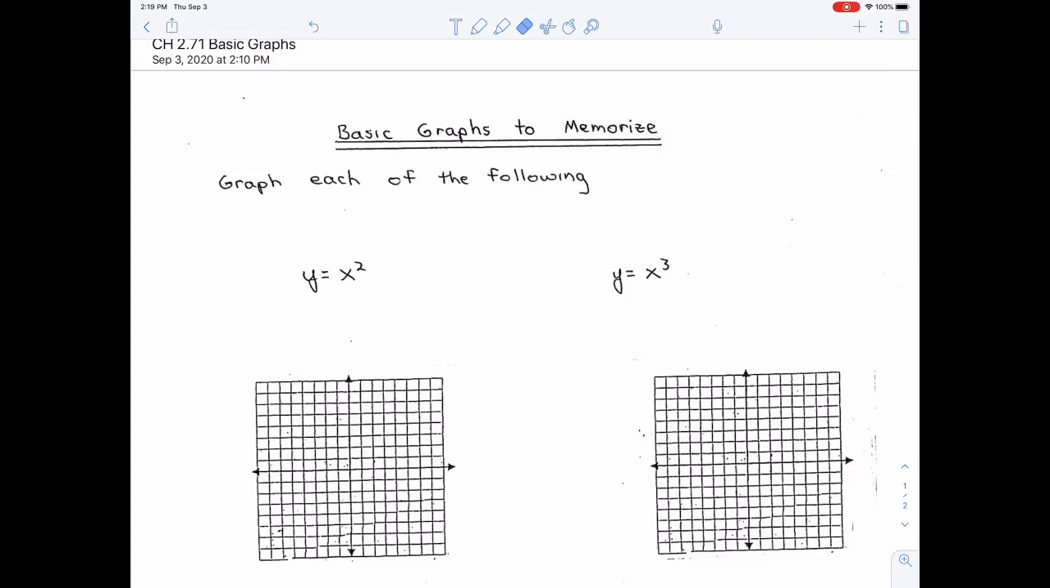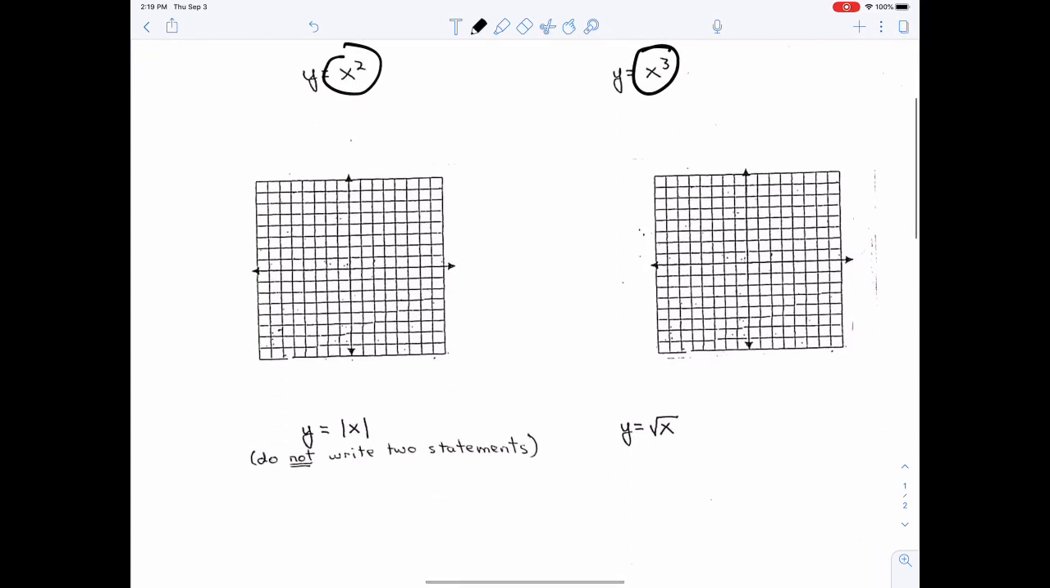And these are the four basic graph shapes you're going to memorize. Now, I've already given you three of these before, the quadratic, the x squared, the cubic, which I said is not that important, but you do need to know it. Okay, an absolute value, okay?